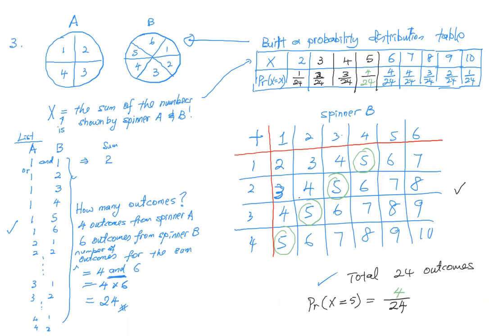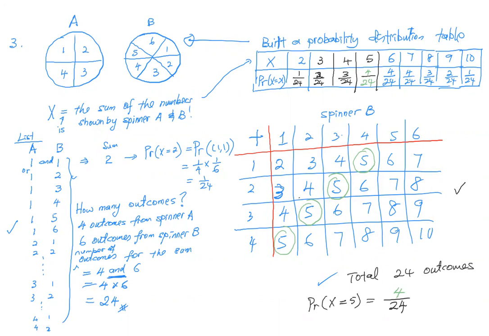So you see here, the probability of getting a 2 is the probability of 1 and 1. So the probability of getting 1 is 1 over 4. Then you have to multiply. So it's 1 over 6. So that's why you got 1 over 24.